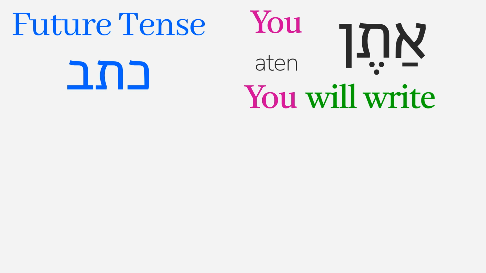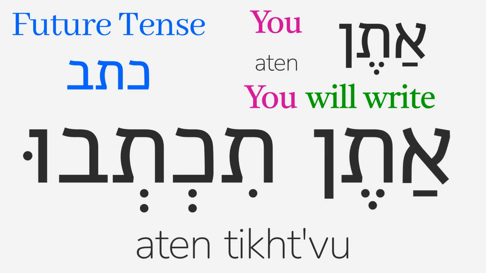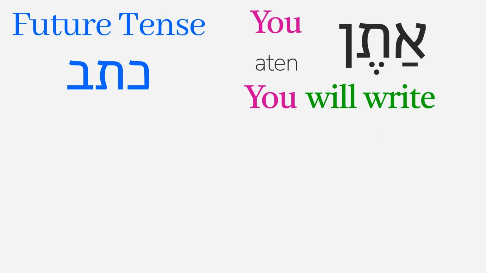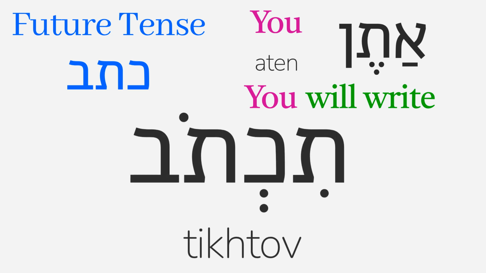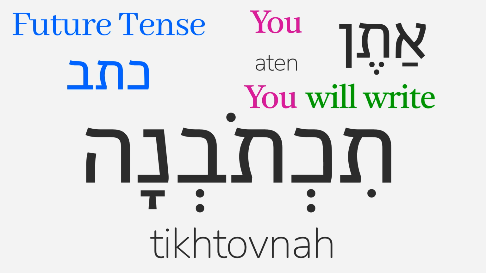To say you will write in feminine plural form for the pronoun aten, we have two options. For one, we can just use the atem, you masculine plural form, which can be used with any plural you, masculine or feminine. Aten tiktovu, you will write feminine plural. However, the subject aten also has its own form, which is made from the masculine singular you form, tichtov, by just adding na, tichtovna. You will write feminine plural.